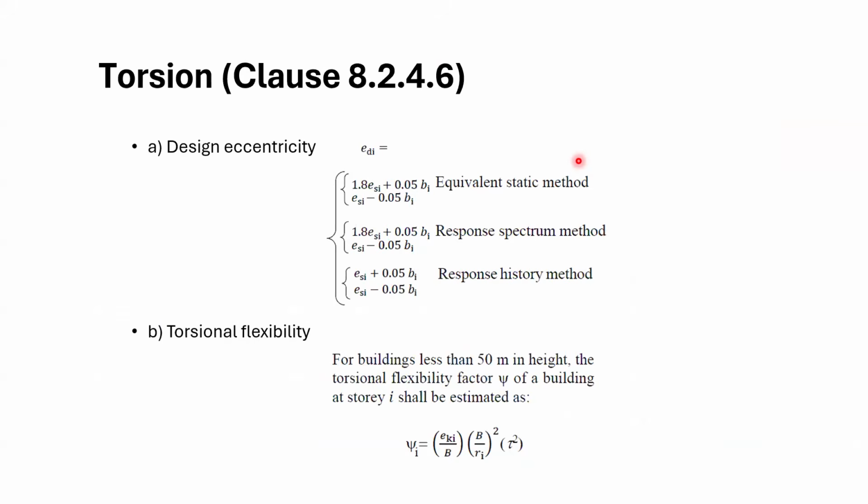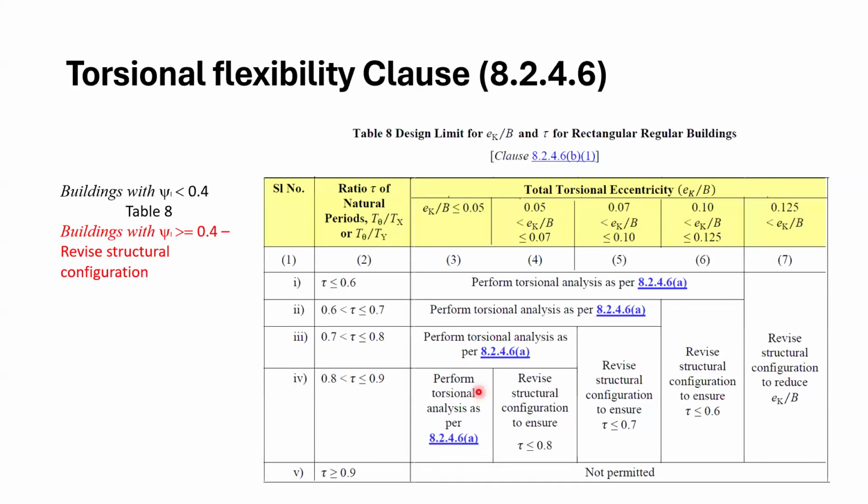Another important update on the torsion. So we have the clear distinction between the analysis types and what are the design eccentricities for each of them. It's been listed. Another new introduction is the torsion flexibility, psi, and the formula is given based on the ratios of dimensions and the ratio of torsional mode time period to the translation mode time period, and then that is listed. The ratios are listed to select or see what are the options you have.